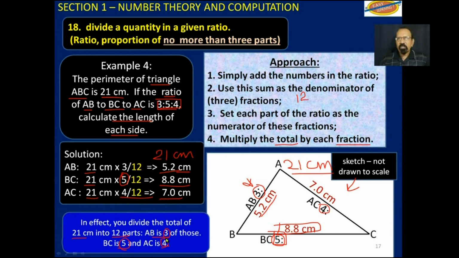Okay, so this is the procedure you would apply if you have a quantity and you want to divide it into a ratio of 2 or 3 parts. Your syllabus says no more than 3 parts. But now that you know this, it could be 4, 5, or 6 parts. You can easily divide it.